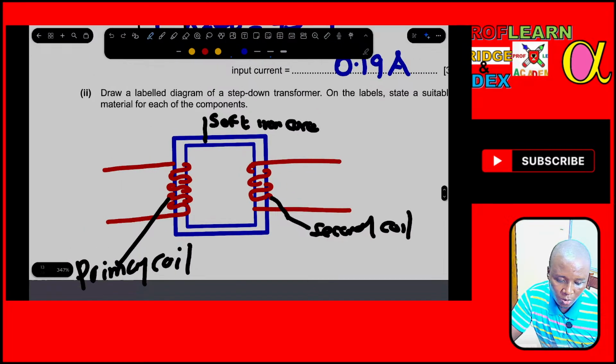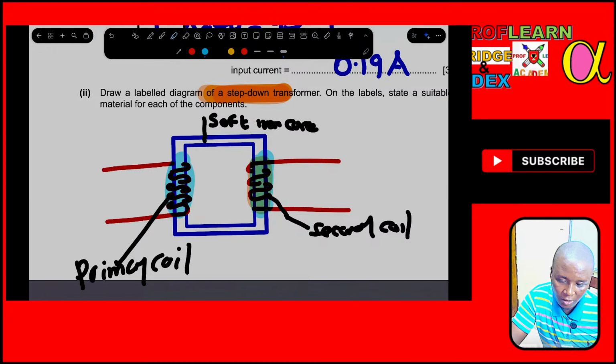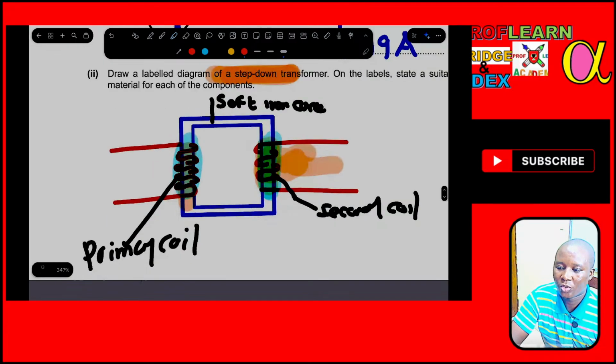Students were told to draw a diagram to represent a step-down transformer, and what students were supposed to remember is that a step-down transformer must have fewer turns in the secondary coil, but more turns in the primary coil. Fewer turns in the secondary coil, more turns in the primary coil, and this becomes a step-down transformer.